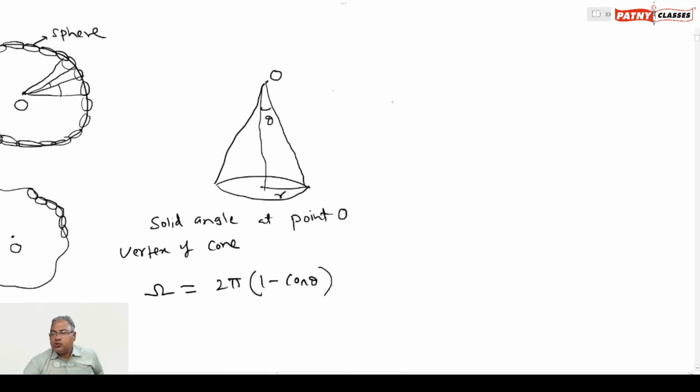How to denote the solid angle? The SI unit of solid angle is steradian, and its short form is sr. Both are small letters: s is small and r is small. So the SI unit of solid angle is steradian.